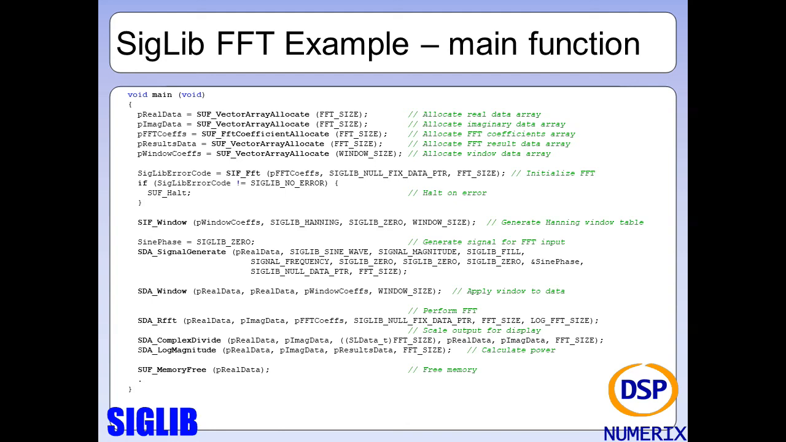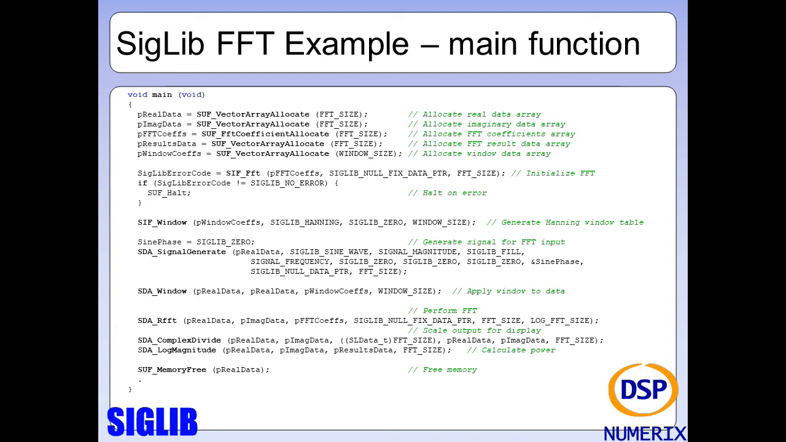Having scaled the output results, we then need to convert our results to dB using the log magnitude function, and this will give us our real result data in the array pointed to by P results data. Having performed all of these functions, we now have the results stored in that array, and we could plot the data on a graph, or we could use that data for some other functions. The choice of what to do with that data is entirely dependent on your particular application. But this example has shown you how to calculate the FFT.